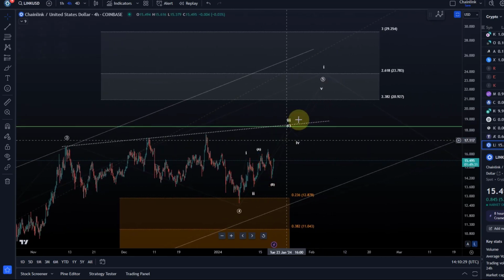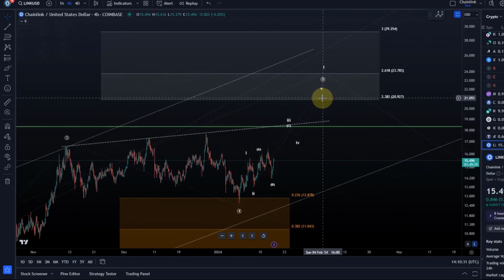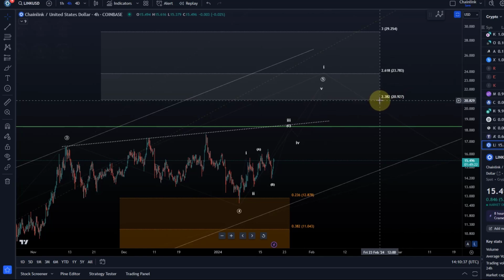And then in 5 waves, the price should be able to reach $21 plus. That would be ideal in this wave 5 of 1. That's one key target, the 2.382 extension. But we need to be very mindful at this stage. It can still easily break down, but in the last few days, LINK actually made a good impression.